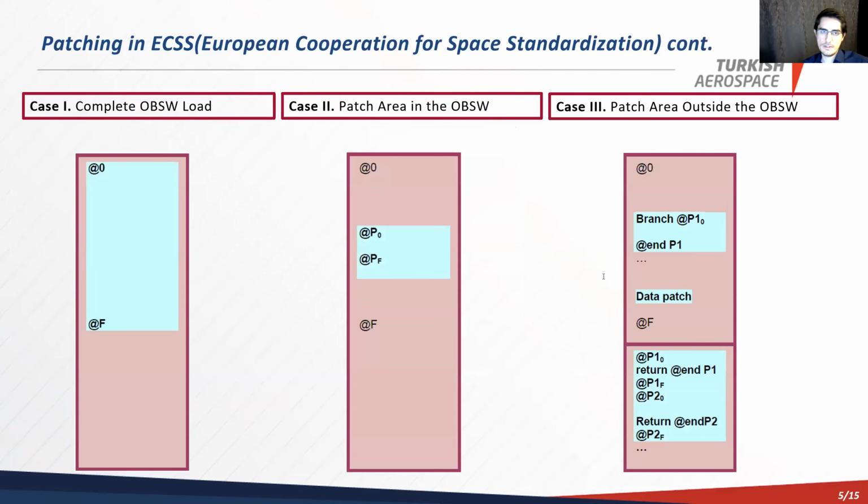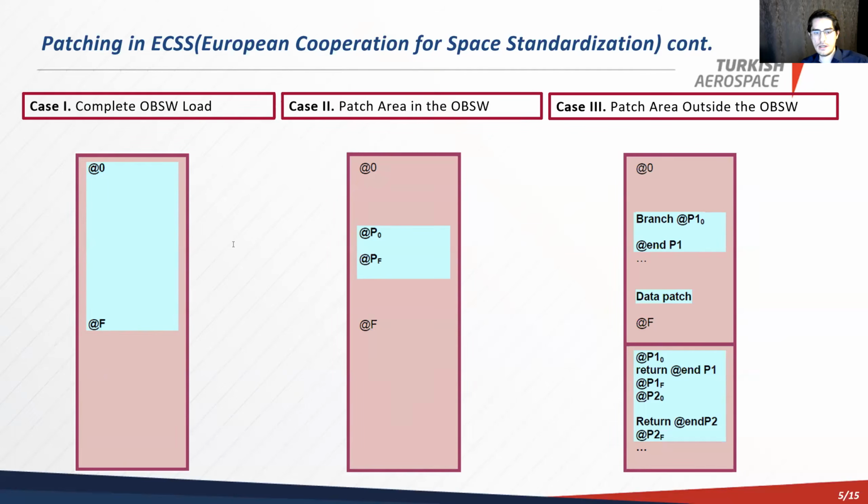Okay, so these standards show us three different cases. Okay, this is the first case. Here we can see this pink area over here indicates our memory, our entire memory. And this blue area over here shows us the flight software, okay? This is our flight software. And in case one, you do not patch your system, you do a full system update. So we will be modifying all of this area.